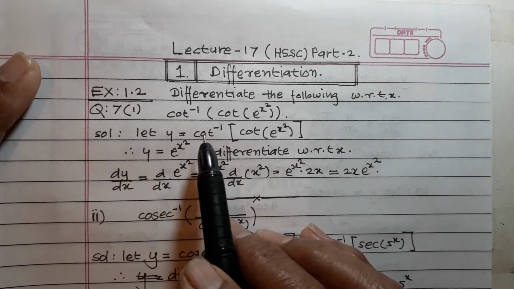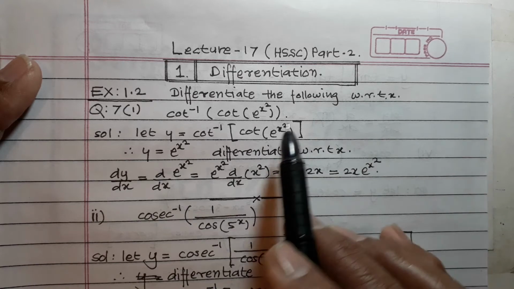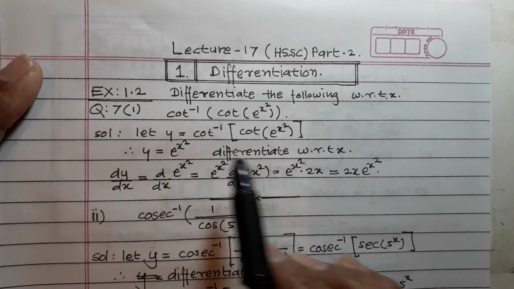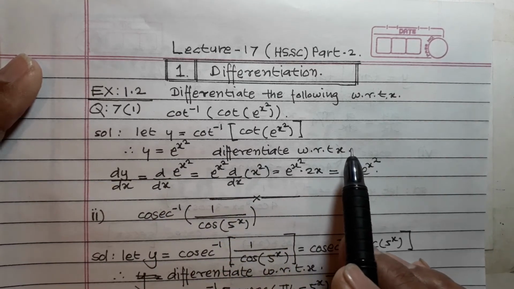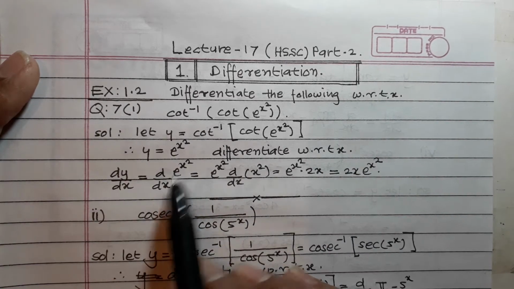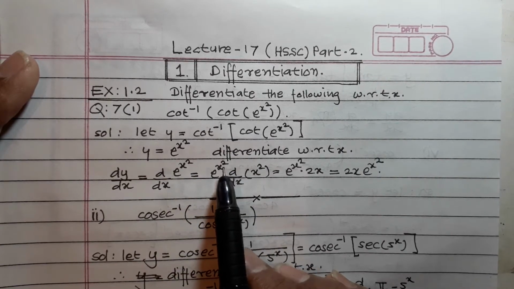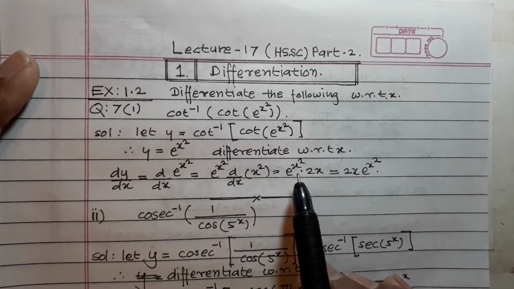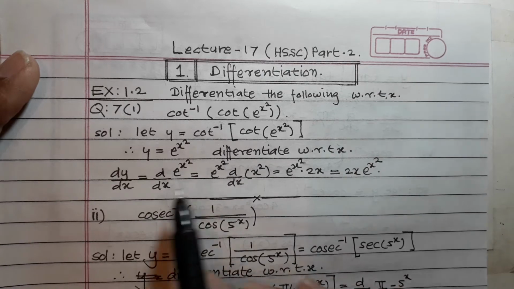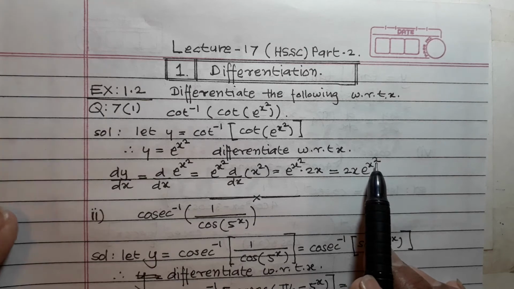Solution. Let y is equal to cot inverse cot e raised to x square. So y is equal to e raised to x square. Differentiate with respect to x. Therefore dy/dx is equal to d/dx e raised to x square, which is equal to e raised to x square, and the derivative of x square, that is equal to e raised to x square into 2x. Hence dy/dx is equal to 2x e raised to x square.